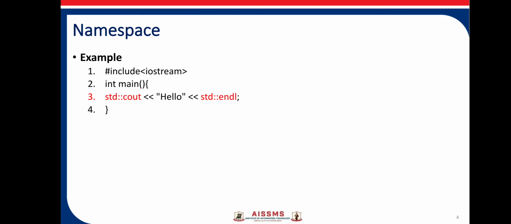So at line number 3 you can see, which is highlighted in a red color, we need to access a cout. So the statement will be std scope resolution operator cout, and to end the line again the syntax is std scope resolution operator endl.